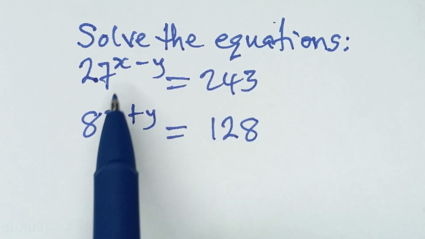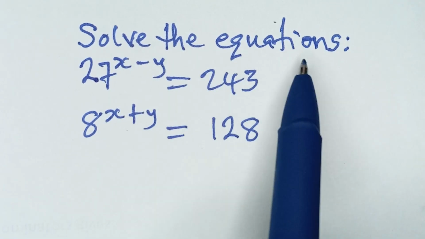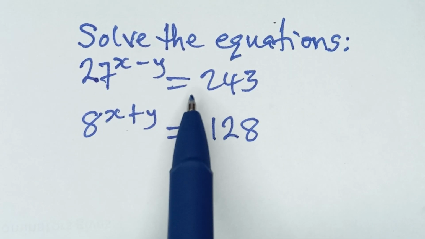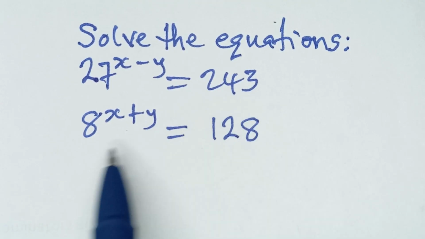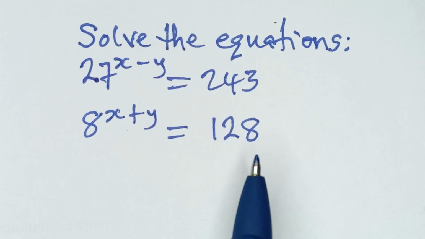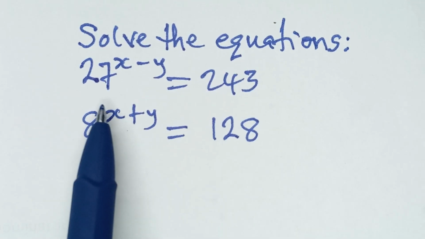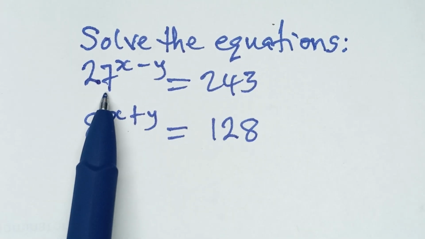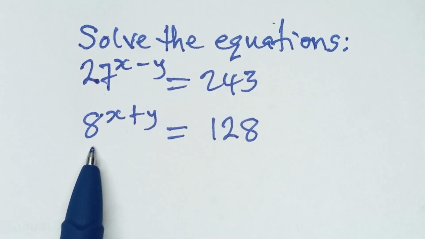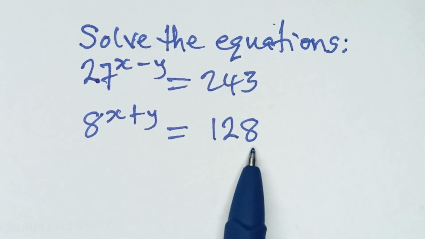The question here says solve the equations 27 raised to power x minus y is equal to 243 and then 8 raised to power x plus y is equal to 128. Now, if you look at this, this is base 27 and this is 243. This is base 8 and this is 128.